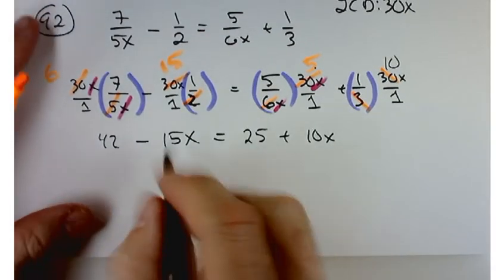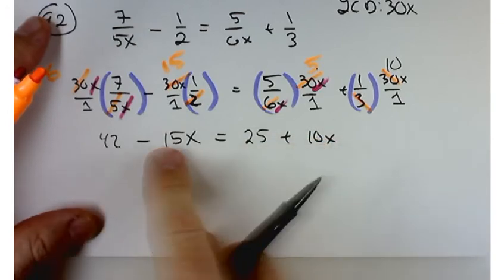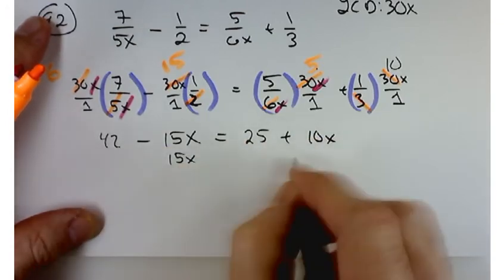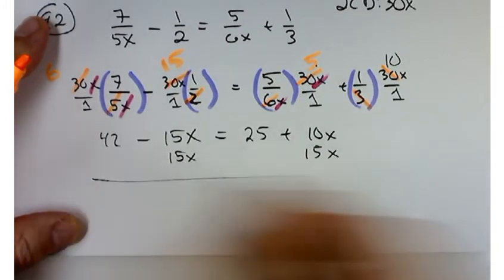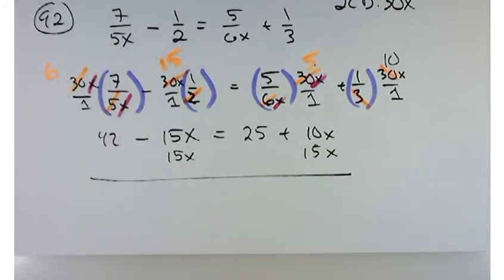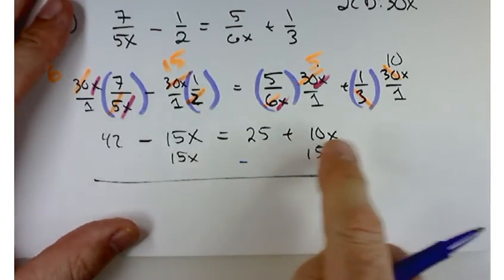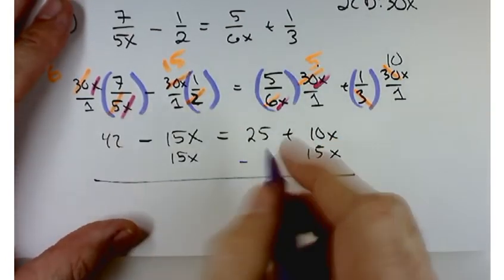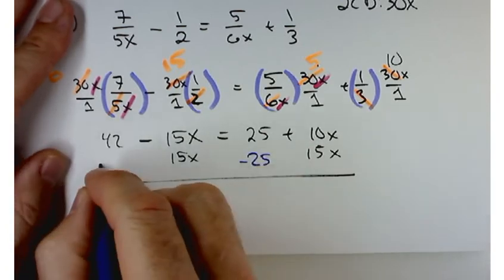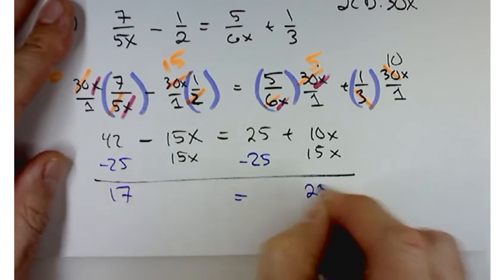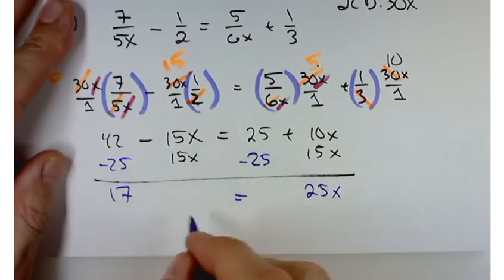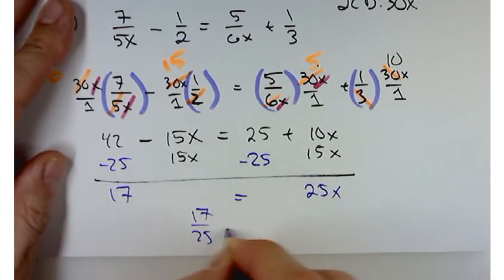Now, let's put the variables on the side with the larger coefficient, so I'll add 15x to both sides. That'll put my variable on the right-hand side. At the same time, let me also finish this one up a little bit quicker. I got my variable over here. Let's put the constants over here, so I'll subtract 25. I get 17 equals 25x. Divide both sides by 25. And boom.